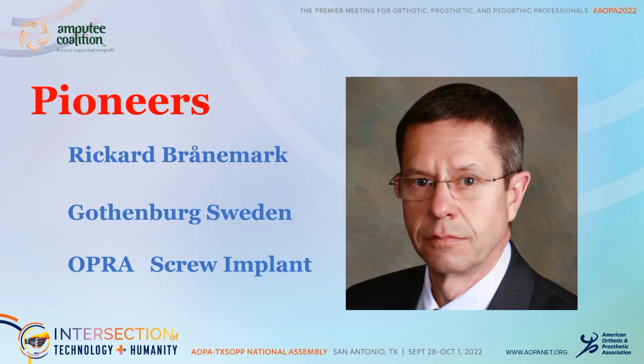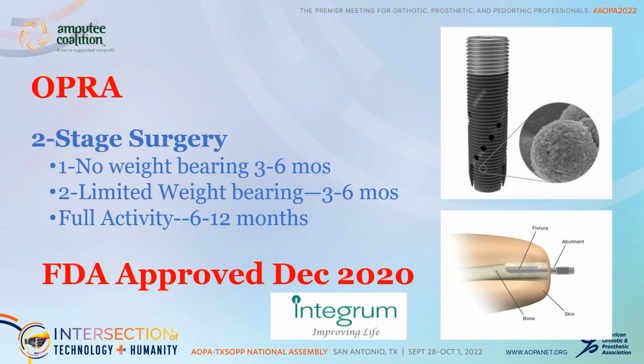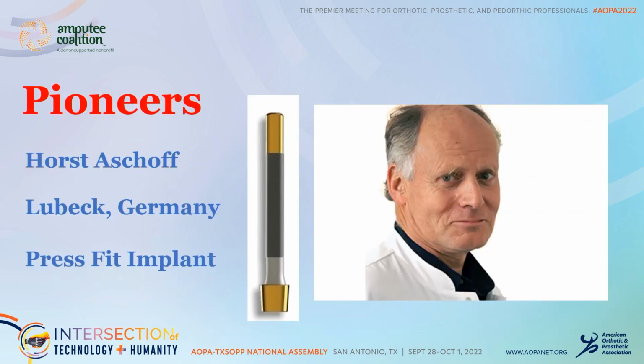Now, making the switch from teeth to legs, Dr. Richard Brånemark is the son of Per-Ingvar Brånemark, who invented the OPRA screw implant. It uses similar technology. It's screwed into the bone. You'll hear specifically how that surgery is done in a few moments, and he's in Sweden. His surgery is a two-stage surgery where they put the implant inside and then later connect the abutment that connects you to the outside of the foot. It has a protocol about how long it takes. Full activity return is somewhere between 6 and 12 months. And again, you're going to hear more about the rehabilitation of each of these later.